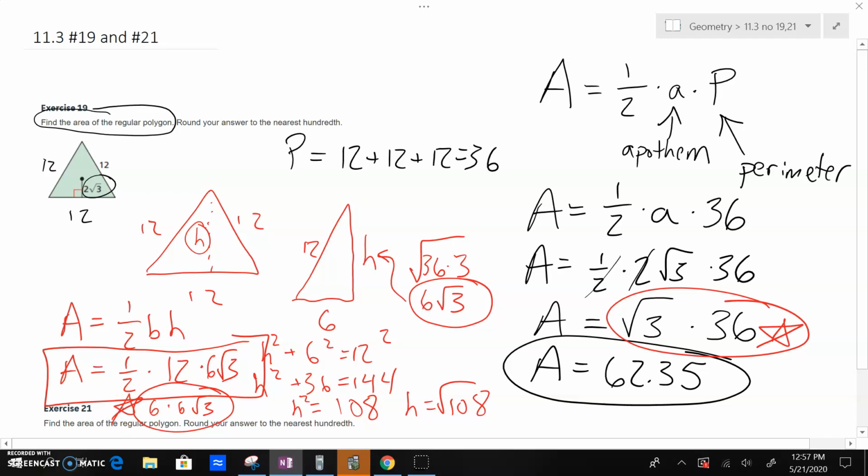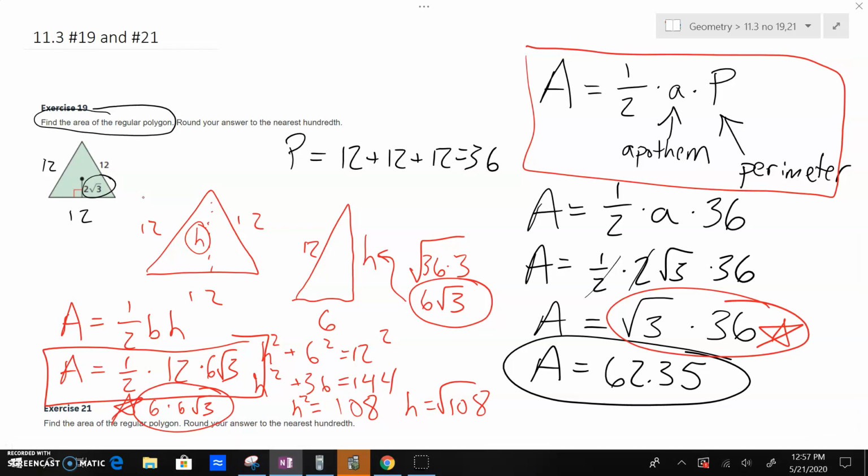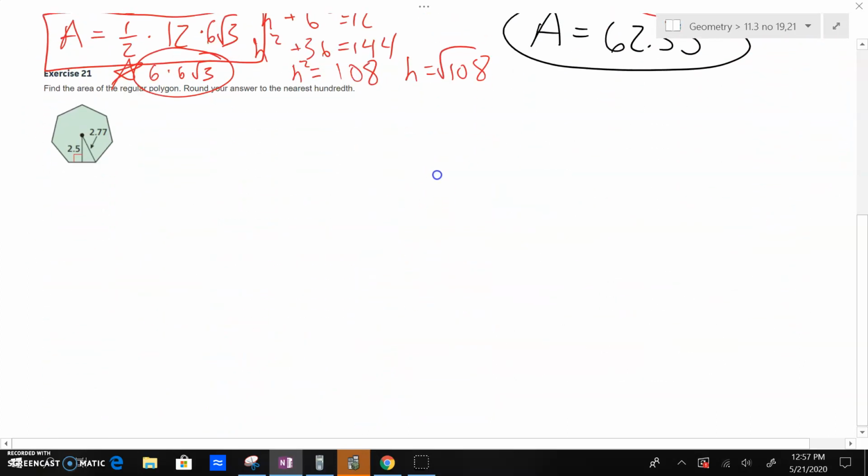The reason we use this more challenging formula, and we actually don't need it for an equilateral triangle, but you do need it for more challenging shapes, which is going to be the next one, exercise 21. The only reason I did this piece in red was just to show that you can get the answer in a way that we did earlier in the year, and it will get you the exact same answer that we got over here in the black pen using this new formula. So kind of a tie to something that we've done before.